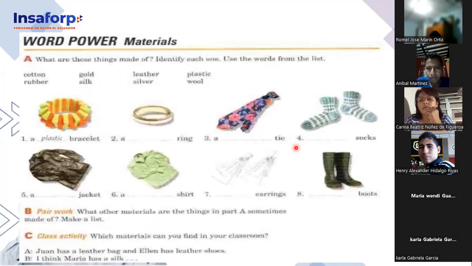Bueno, en este caso, where are you, Miguel? En este caso, Miguel, estamos hablando de los materiales que son utilizados, ¿verdad? What was the name that you mentioned? Carlos has a nice shirt. Nice. Yes. Nice is another adjective. Here we are just focused on the material that they are made of. The adjective of the items is another thing, but the material of what they are made of is different, right?